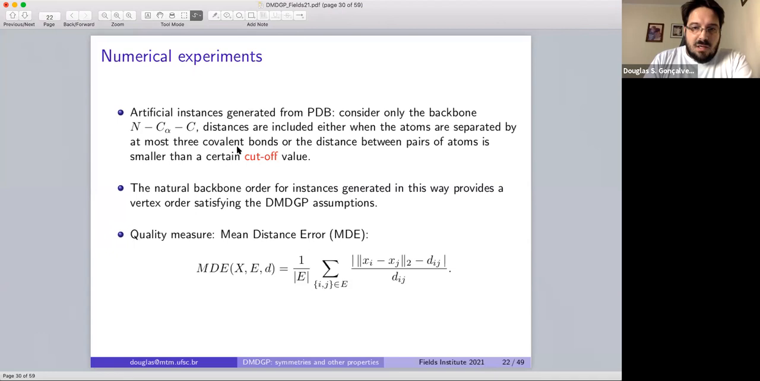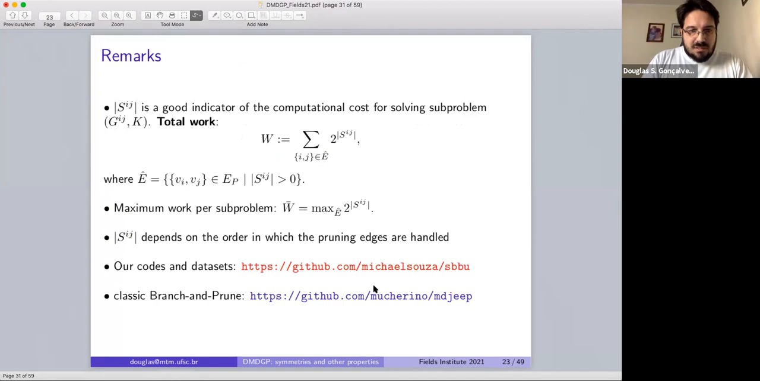The way we generated these protein-like instances, the natural backbone order is already a vertex order for our problem. I mean, the natural order already satisfies the DMGP assumptions. And so we could apply the branch and prune or this new algorithm called the SPBU. And we compare the quality of the solutions by using the mean distance error. There are some details that we skip.